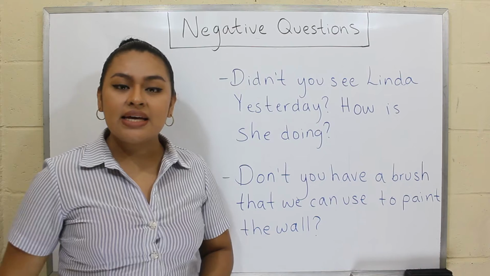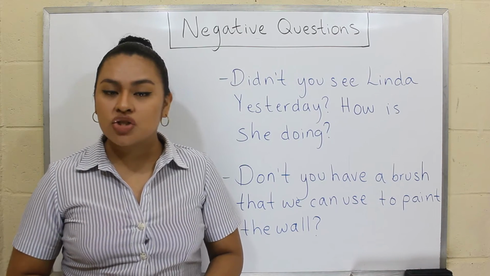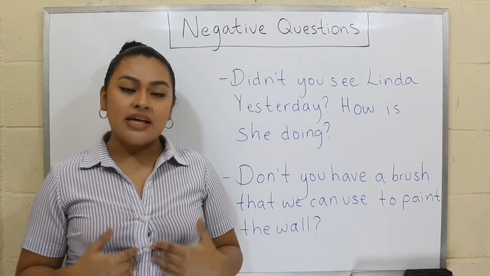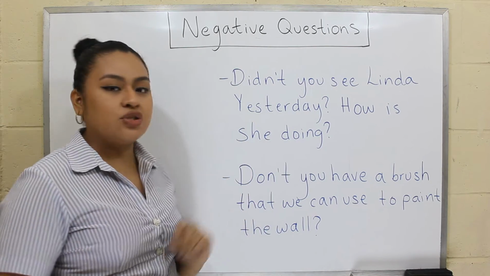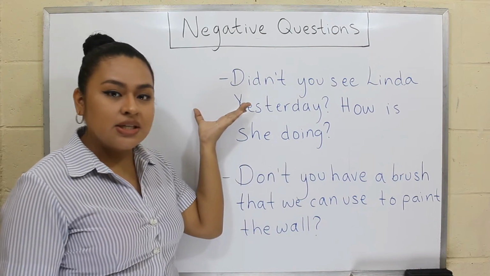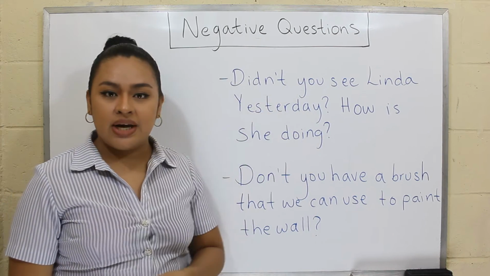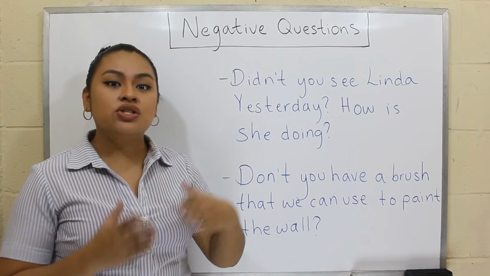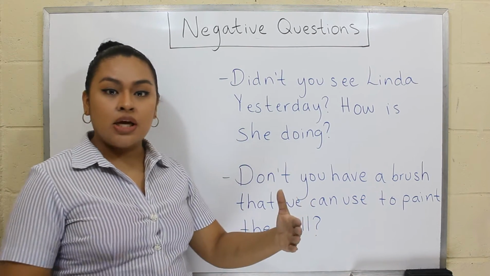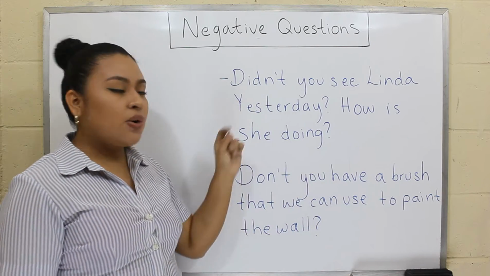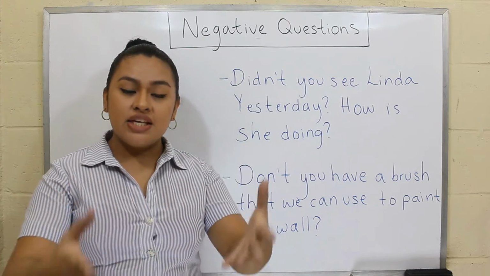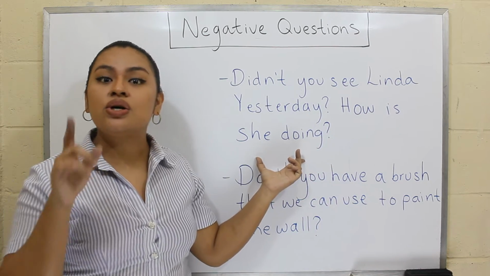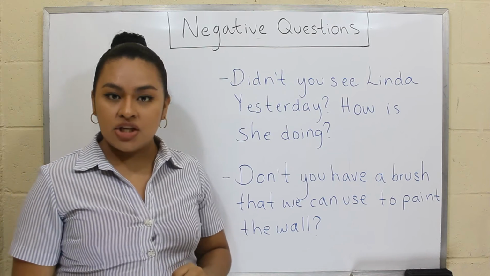The first one is that we can use negative questions when we want to ask for a confirmation of something that we believe to be true. Here we have two examples. Didn't you see Linda yesterday? How's she doing? In this example, we are asking a negative question to confirm that the person to whom you are asking saw Linda yesterday. In addition, we are including the question, how's she doing, in order to confirm this information.